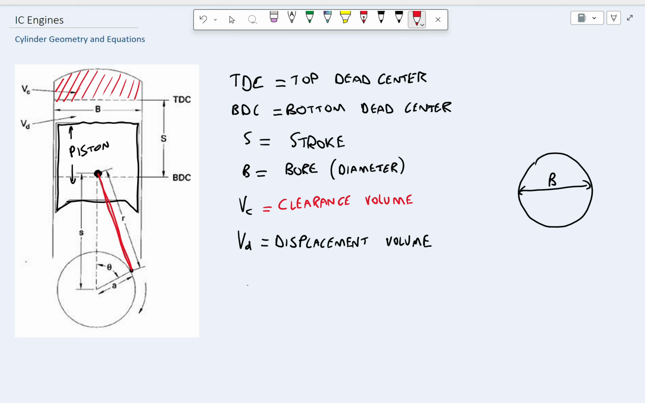Obviously, it's depicted as a line, but this would be a connecting rod, and it's connected to the crank at the bottom, which rotates in a circular manner. Okay, so this rotates like this. And what we have here is we can say that the connecting rod length is lowercase r. So we can say that lowercase r is the connecting rod length.